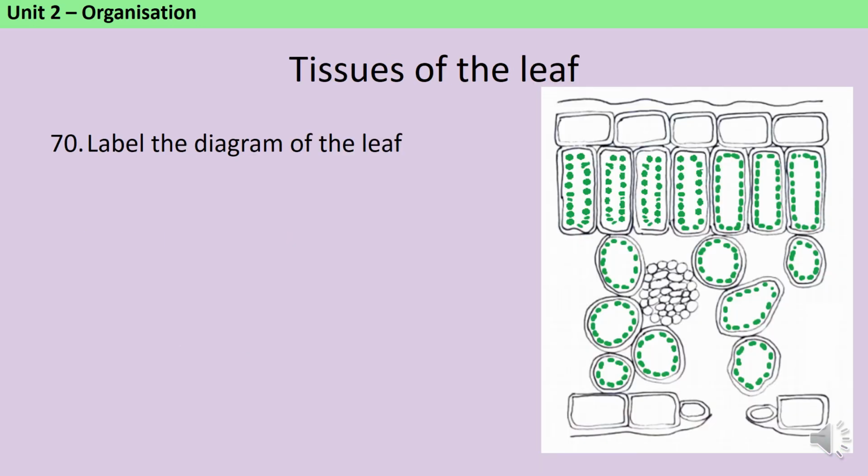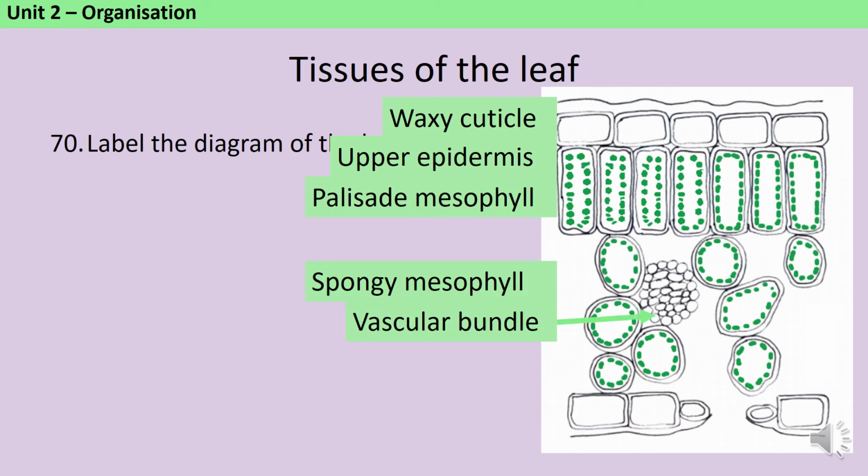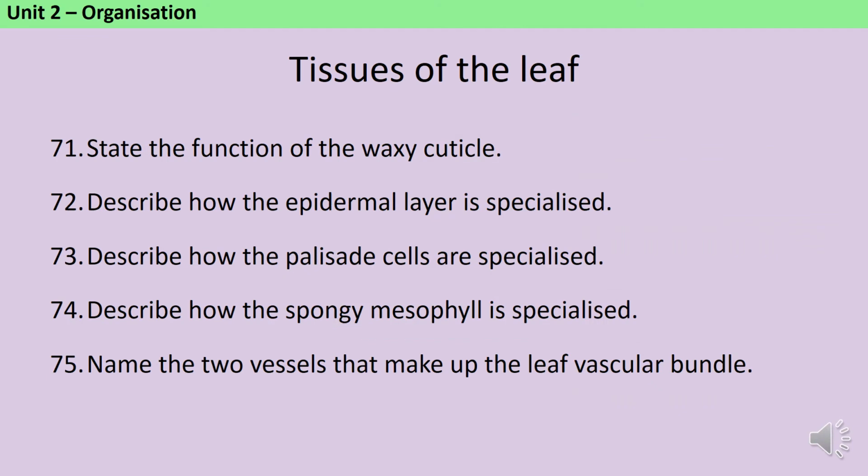On a diagram of the leaf, you should be able to identify the waxy cuticle, the upper epidermis, the palisade mesophyll, the spongy mesophyll, the vascular bundle consisting of the xylem and phloem, the lower epidermis, and then the guard cells which sit on either side of the stoma. The waxy cuticle reduces water loss.